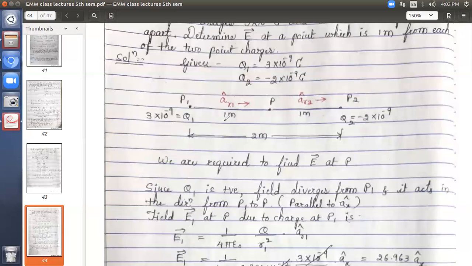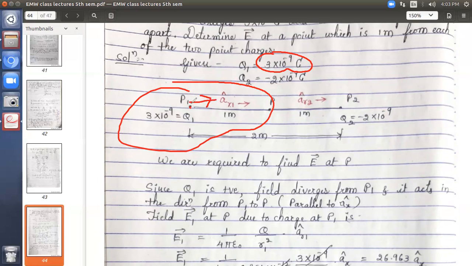Before proceeding further with the problem, it is very important that we find the unit vector's direction. For this particular part I am talking about, Q1 given is 3 nanocoulomb. It is a positive charge. So according to the conventions used, the field lines diverge from the positive charge, right? They go out like this, in all directions. So this is the convention used.